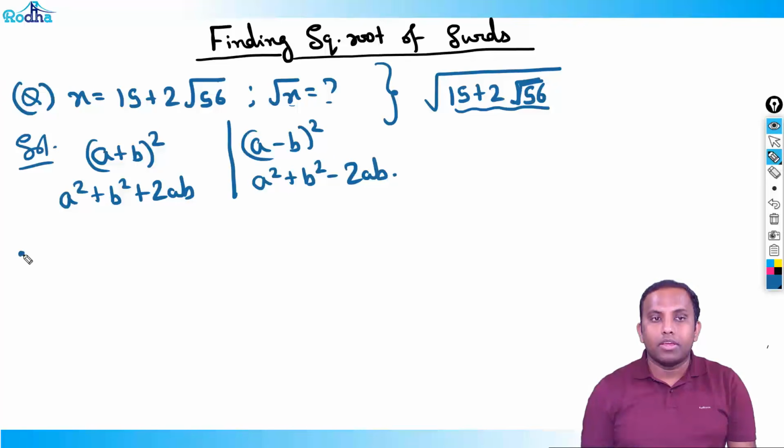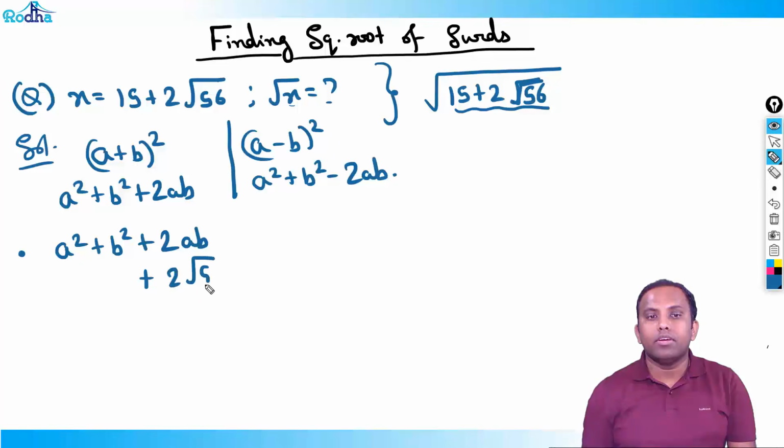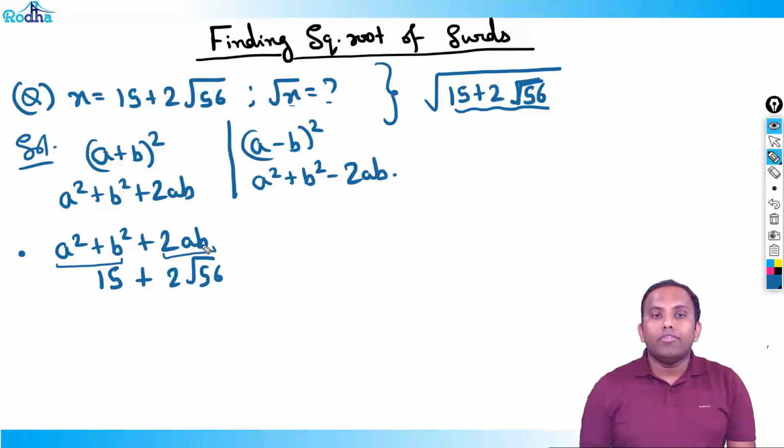Very important. See, now this plus sign here, so I am trying to equate it to a square plus b square plus 2ab. When I compare, I can write 2 root 56 here, and a square plus b square as 15. So a square plus b square is 15, and 2ab is 2 root 56. So it becomes 15 plus 2 root 56. So I have to find the value of a into b such that a into b is root 56 and a square plus b square is 15.